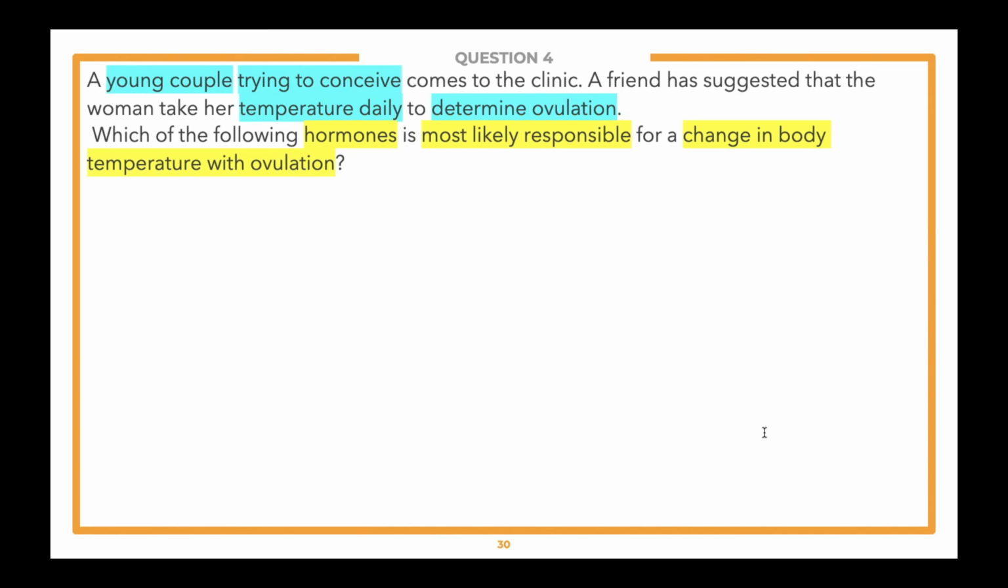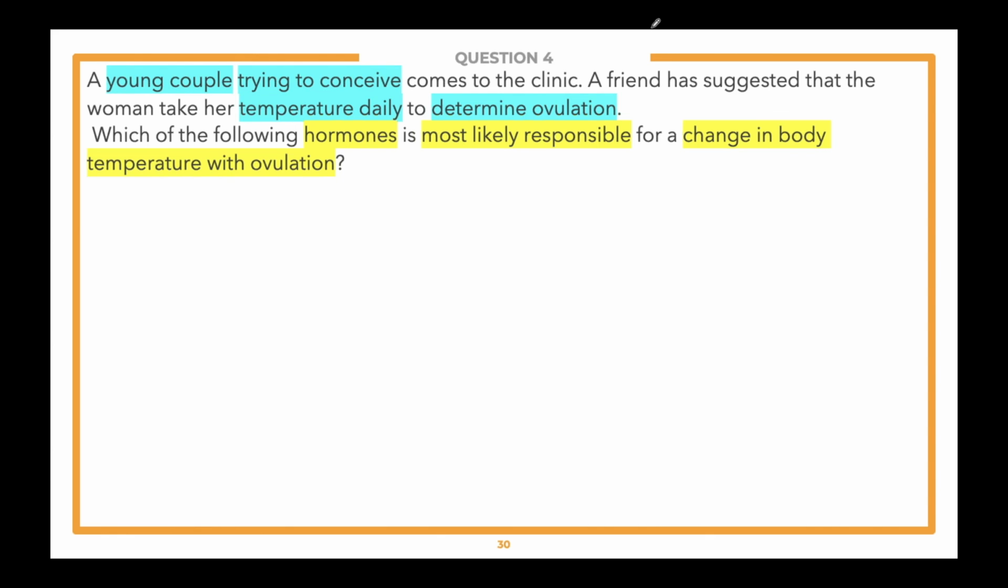You can see we also have another short question here, okay? They're asking us specifically about this couple that's trying to conceive and that they're taking their temperature to determine ovulation. This is something they used to do before the advent of a lot of this technology. So they're asking us specifically about the hormone that's most likely responsible for a change in body temperature with ovulation, okay? So there's a high chance this is probably just a one-step question. I think we've got to figure out what hormone changes body temperature with ovulation, okay? So probably just a one-step question here.